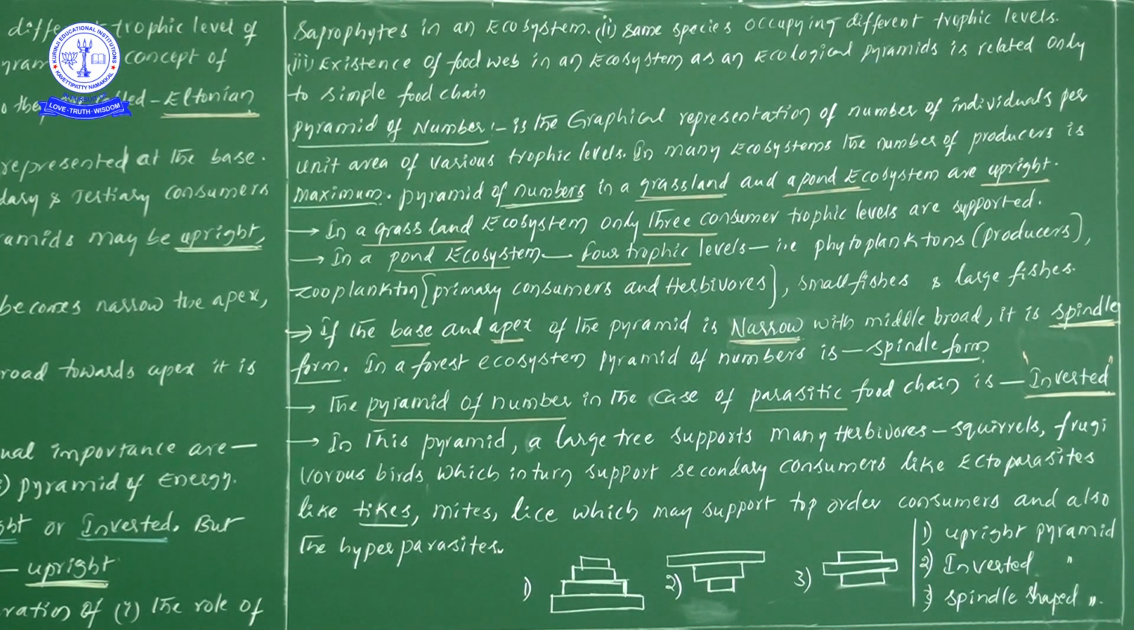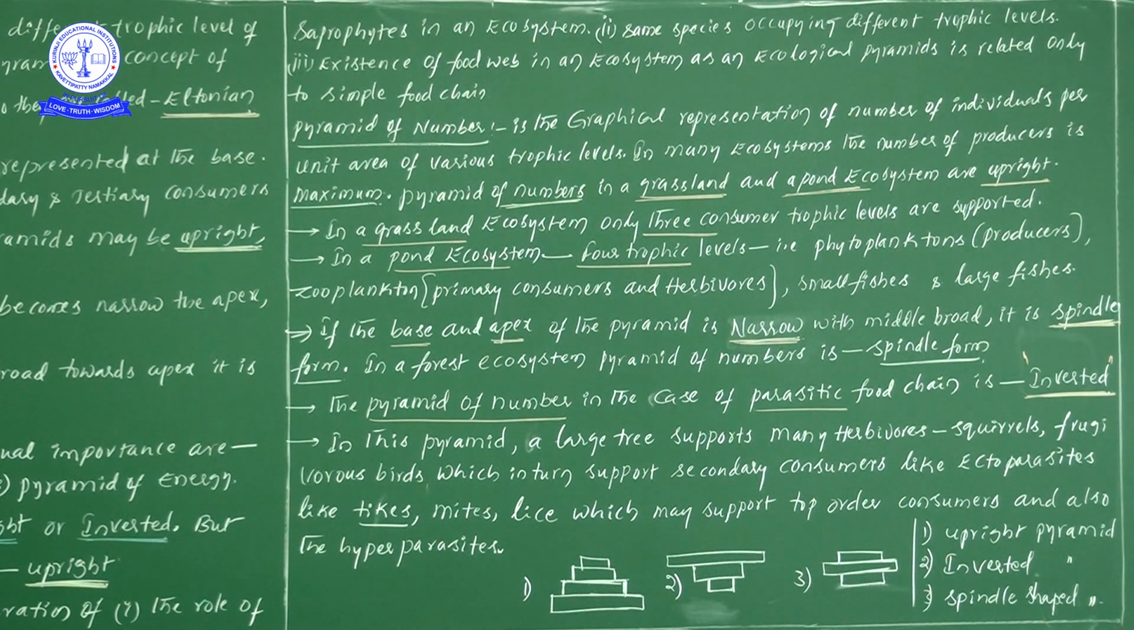Now let us start to learn pyramid of number one by one. Pyramid of number is the graphical representation of the number of individuals per unit area of various trophic levels. So what is the information? Graphical representation of how many individuals are there at various trophic levels. In all trophic levels, how many species or individuals there are, if you create a graph of all these things, that can be considered a pyramid of number.